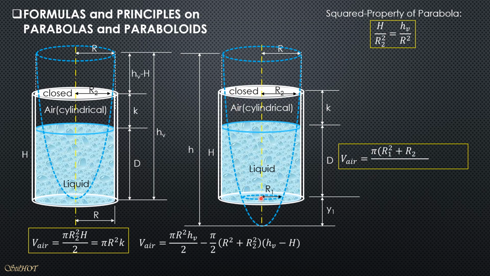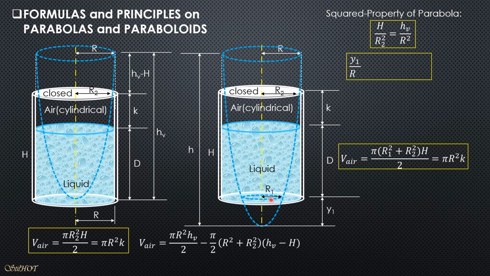Equate final volume of air represented by this paraboloid of revolution with two bases, pi over 2 quantity r1 square plus r sub 2 square times big H, to the original volume of air, which is pi r square times K. But do not memorize, just memorize the formula for volume of paraboloid with a single base or two bases. Then the squared property of parabola that we can establish here is y1 as to r1 square equals y1 plus big H as to r2 square equals small h as to r square.